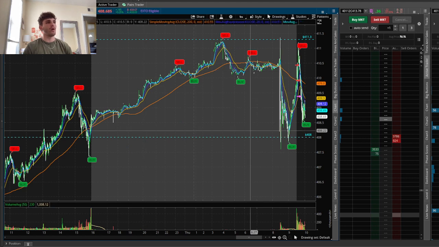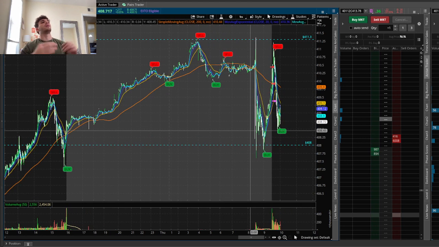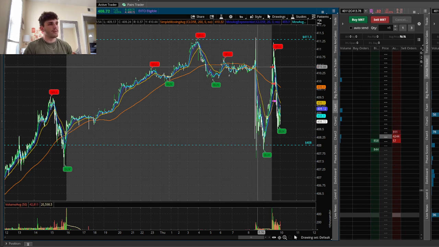So you can see we're on the 1 minute time frame. We got two levels marked out. The top one is 411.3 and the bottom one was 408. 408 simply came from this pre-market.